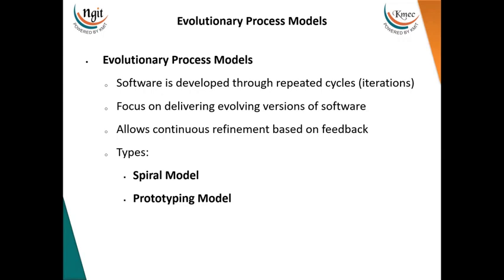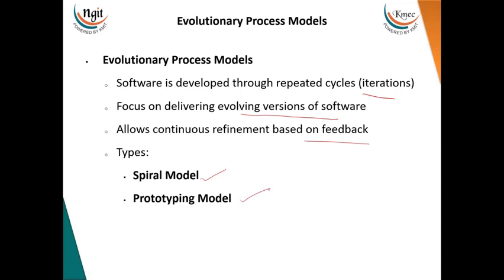Software is developed through repeated cycles, and we call these iterations. This focuses on delivering evolving versions of software and allows continuous refinement based on the feedback. All these things are possible since we are going through these iterations. How these iterations help in achieving all this, we'll try to understand. We will also discuss the types of evolutionary process model. One is the spiral model, the second one is the prototyping model.